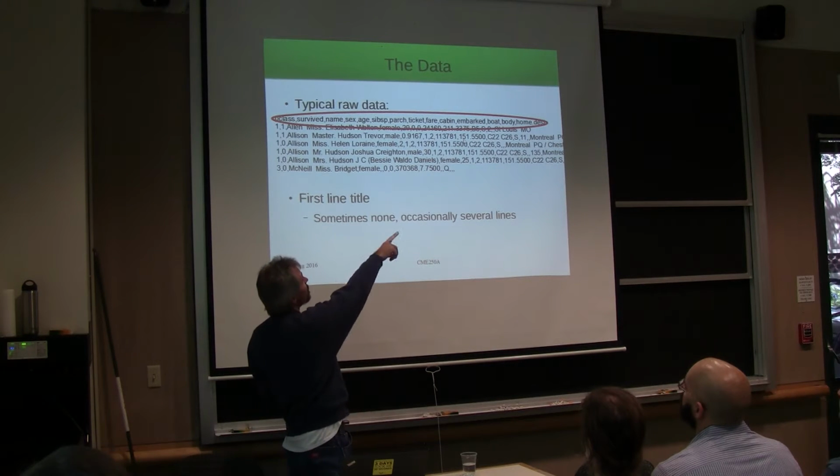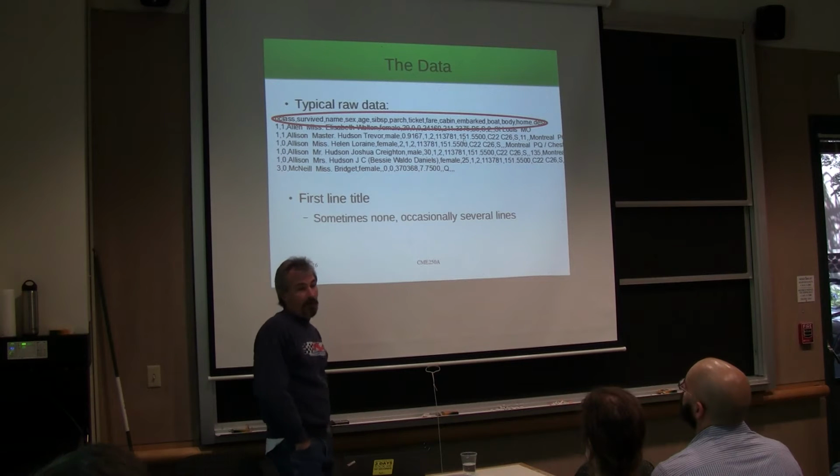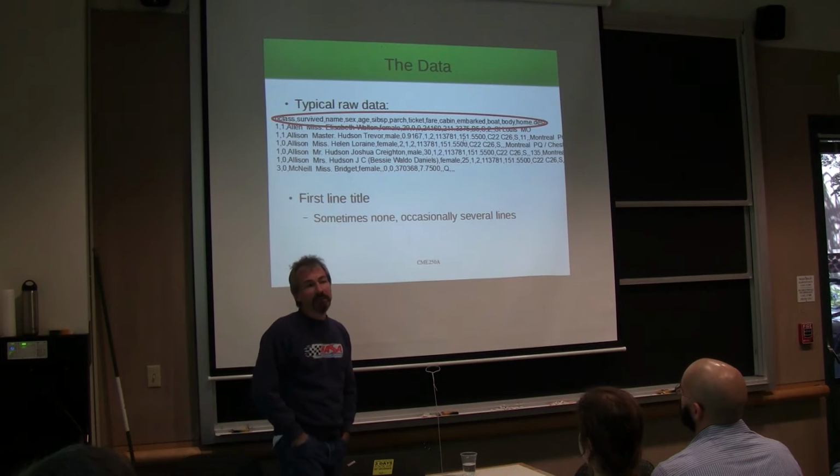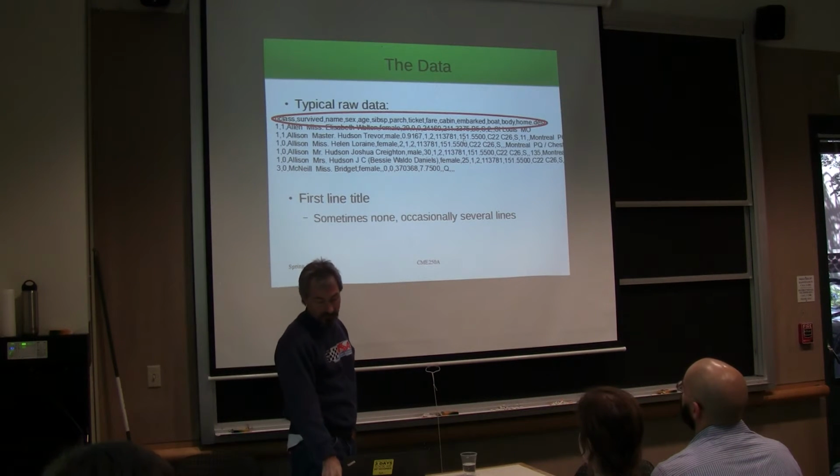Often the title lines do not include titles for all columns. Sometimes you have more columns than you have titles, and so if you just say, hey, I got 14 columns because I got 14 names in my title line, you're wrong. So you have to actually look at all of it as you go.